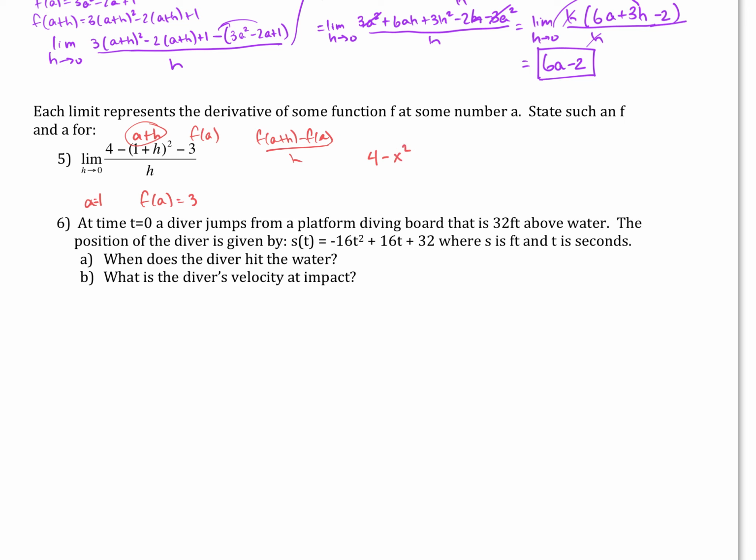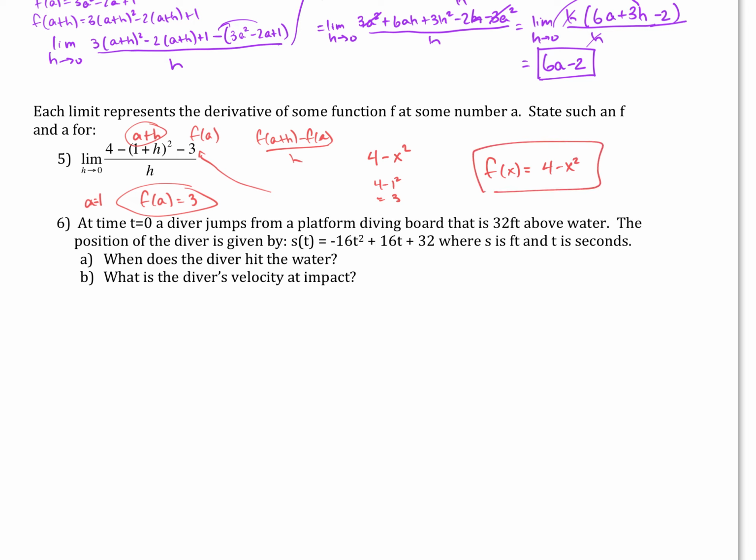Now let's see, will that work? If a is 1 and I put in 1 here, 4 minus 1 squared, I will get 3, which is what I got right there. So it does work, and so f of a, we knew it was 3, and that does work in my equation. So this f of x originally was 4 minus x squared, right?